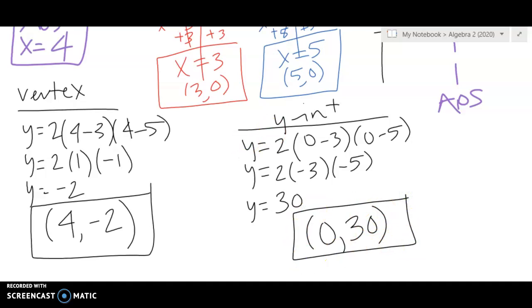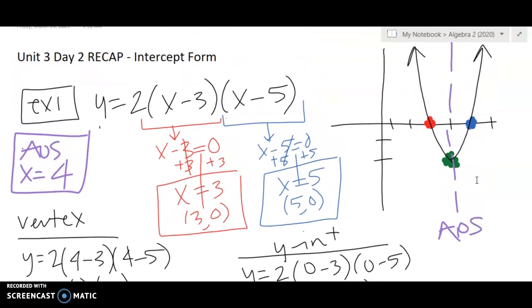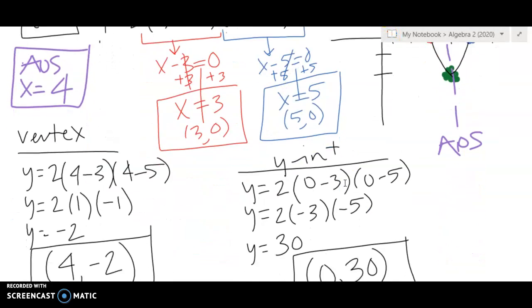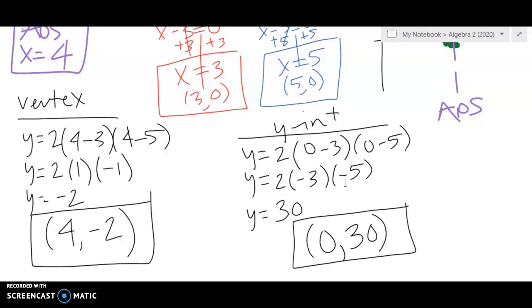So that means (0, 30). If I go back to my graph, which is way up here at the top, (0, 30) is where this graph, if I kept drawing, would finally go through, that y-intercept all the way up at the top. And that's how you would find a lot of those main pieces.